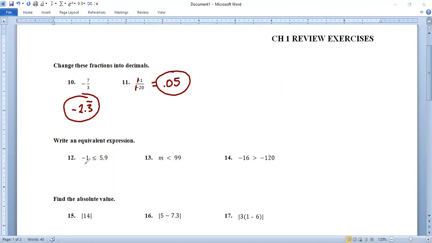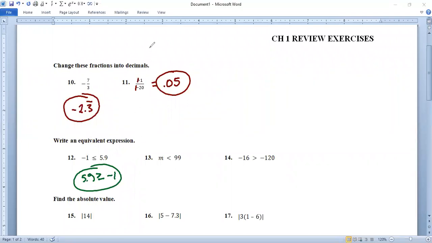Number 12, write an equivalent expression. Well, if -1 is smaller than 5.9, that means that 5.9 is bigger than -1, bigger than or equal to. So that's an equivalent expression. And really, it's just saying -1 is on the small side. Same statement, reading it right to left, left to right.